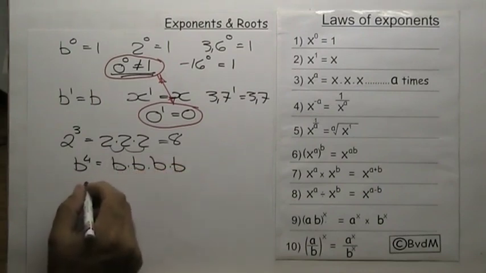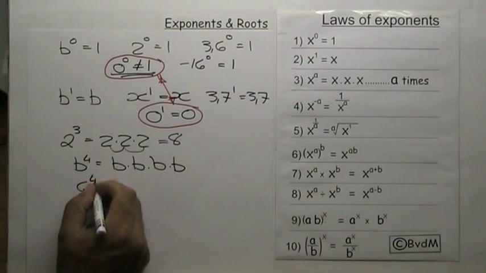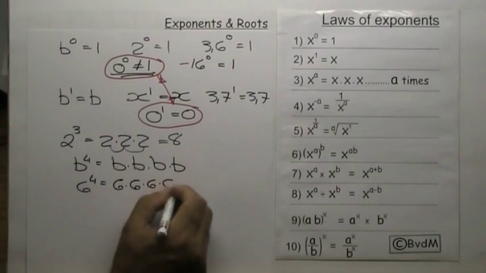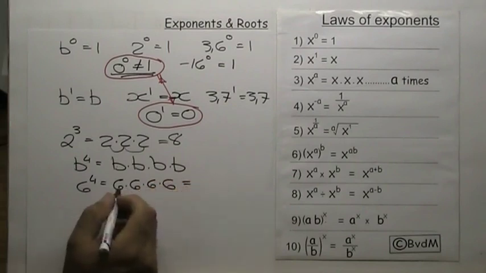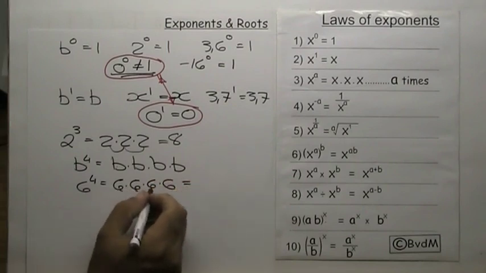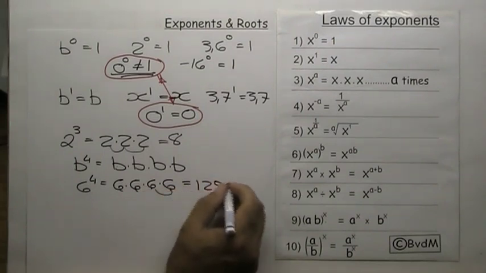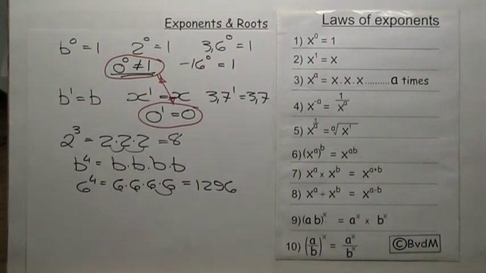So 6 to the power of 4 is equal to 6 times 6 times 6 times 6. And that is equal to 36, 216. And if I multiply that, I will get 1296. That is 6 to the power 4.